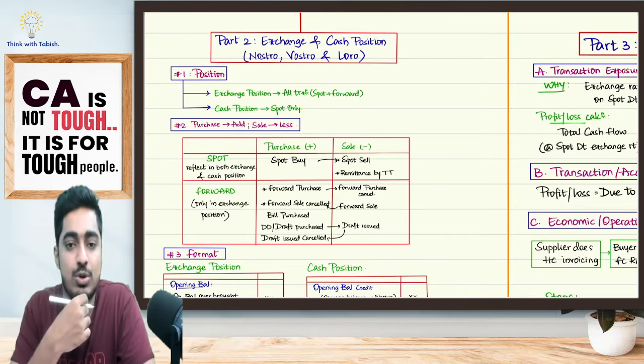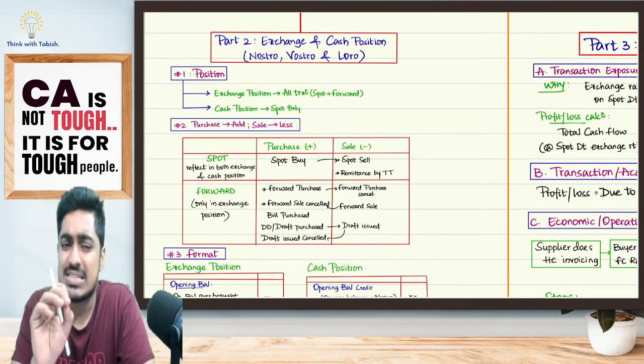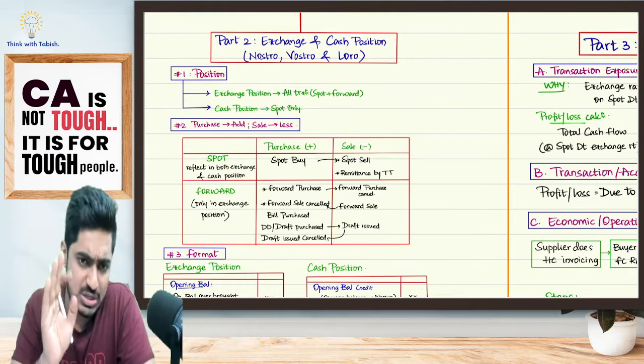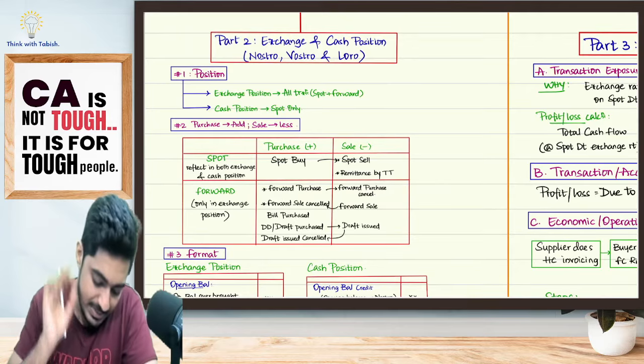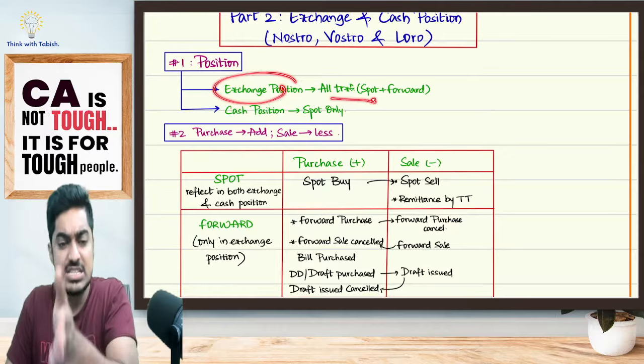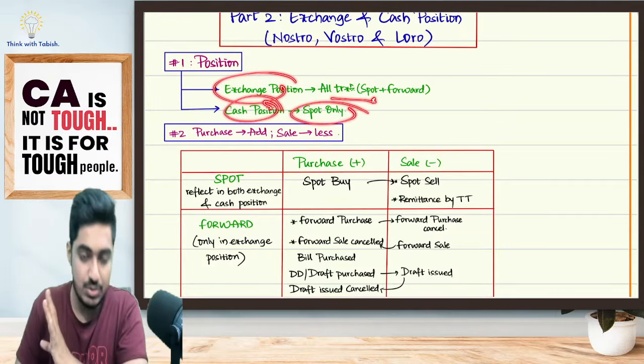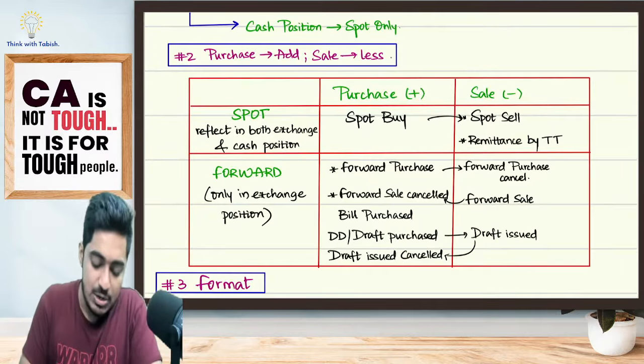Next is part 2, which is nostro, vostro, loro account, also called exchange and cash position. Students consider it to be difficult. Very simple, students. Four simple principles. Principle number 1: in exchange position, I will show all transactions, whether spot or forward. In cash position, I will show only my spot transactions. Principle number 2.